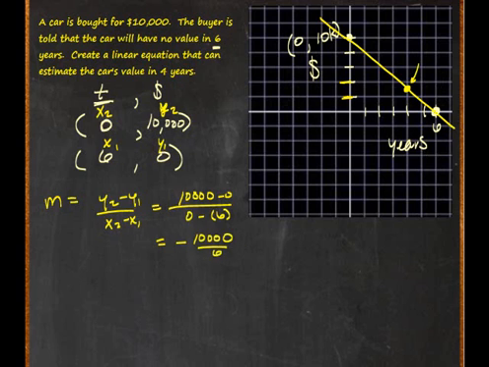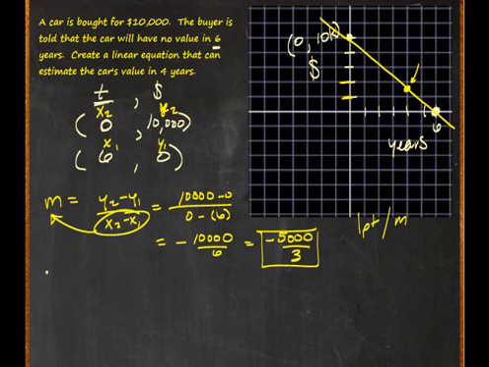Now notice that 2 can go into those, so we can reduce this to negative 5,000 over 3, just for a little bit less of such a daunting number. Now we have a slope. We just need 1 point and the slope to come up with the equation. So we take our formula, move the x2 over, and we get y minus y1 equals m times x minus x1. Now we plug in our points.